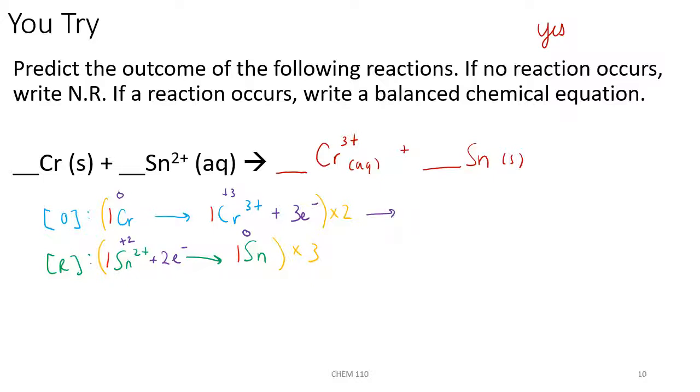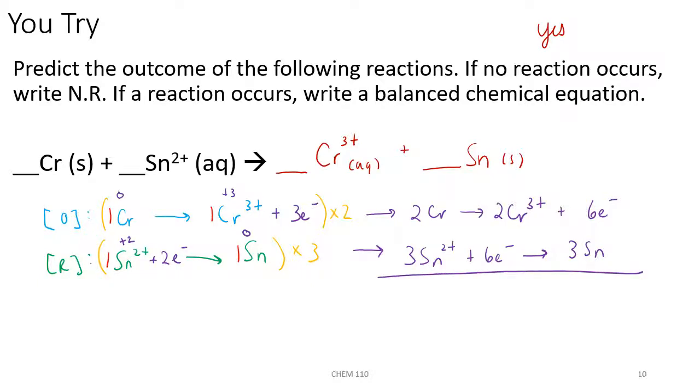Therefore, if we rewrite our top oxidation reaction, we'll get 2 Cr going to 2 Cr3+ plus 6 electrons. For our reduction half reaction, we'll get 3 Sn2+ plus 6 electrons going to 3 Sn. Now if we add our half reactions together, our electrons are on opposite sides of the arrows and they're the same coefficient. Therefore, our 6 electrons cancel with one another.